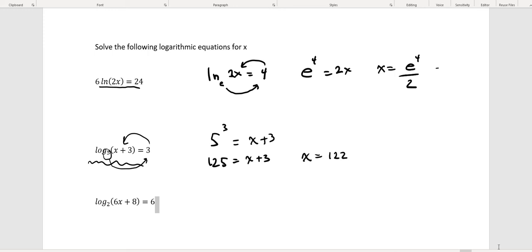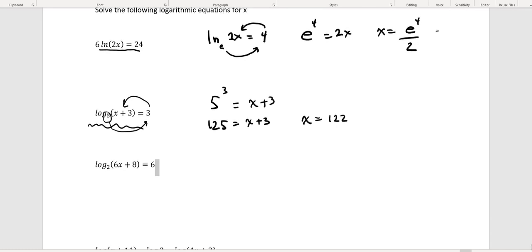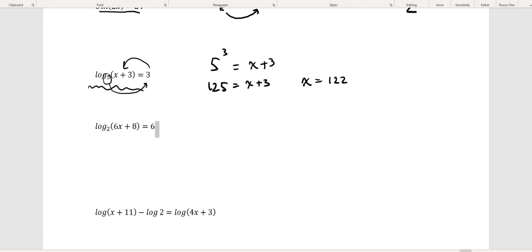Okay, moving on. Logarithmic equations sometimes look a lot worse than they are. So the next one here, not sure why this is there, but undoing the logarithm again, we can write this 2 to the 6th equals what's here, 6x plus 8, and 2 to the 6th power is 36.